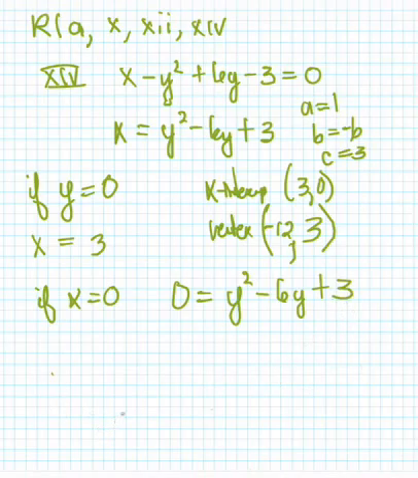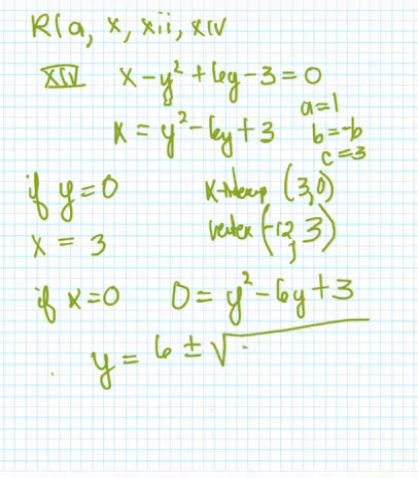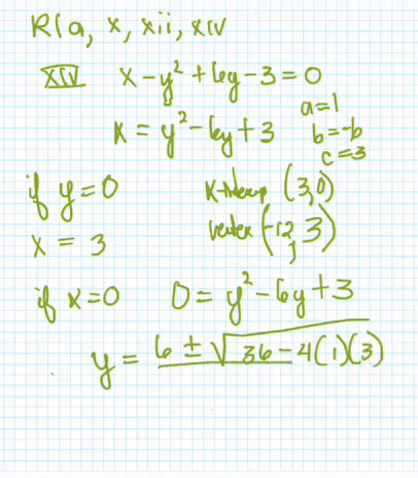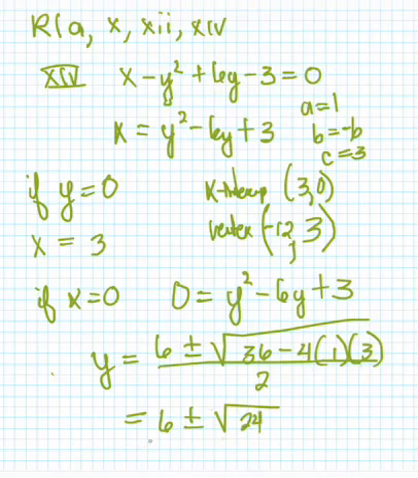Alright, so y is going to equal the opposite of b, which is going to be 6 plus or minus radical b squared, 36, minus 4 times 1 times 3, 4ac, right, over 2. And so I'm going to get here 6 plus or minus radical 36 plus 12. No, 36 minus 12, 24. Radical 24 over 2.